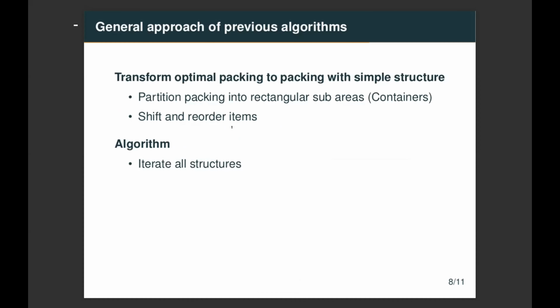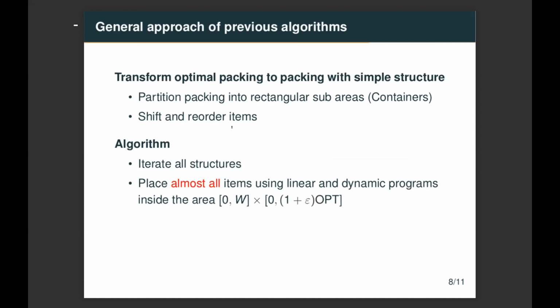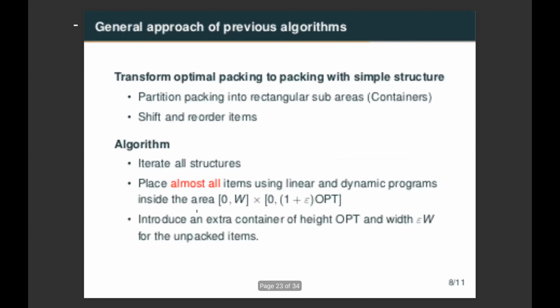So the algorithm would be as follows. Now that we have the structural lemma in hand, since the number of containers is constant, you can iterate over all the structures to get the best structure possible. And then we try to place almost all the items using linear programming or dynamic programming inside the strip without going above the height of 1 plus epsilon opt. Note that by almost all, we mean a subset of items including most of the items in terms of the area, so that the discarded items have only an epsilon fraction of the total area.